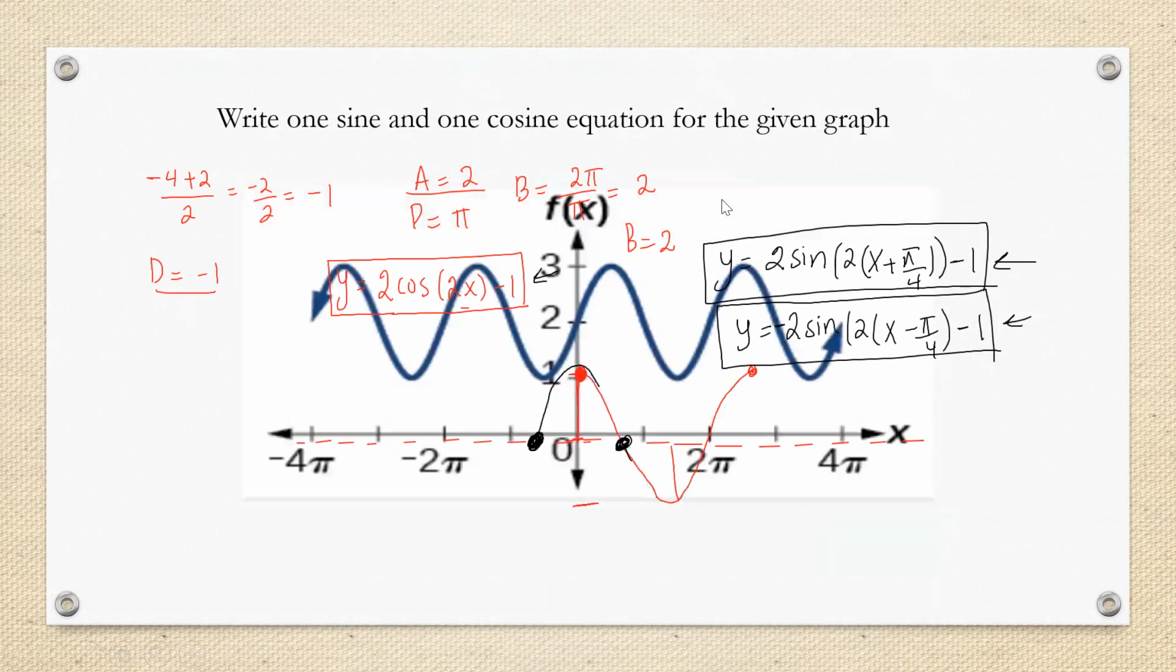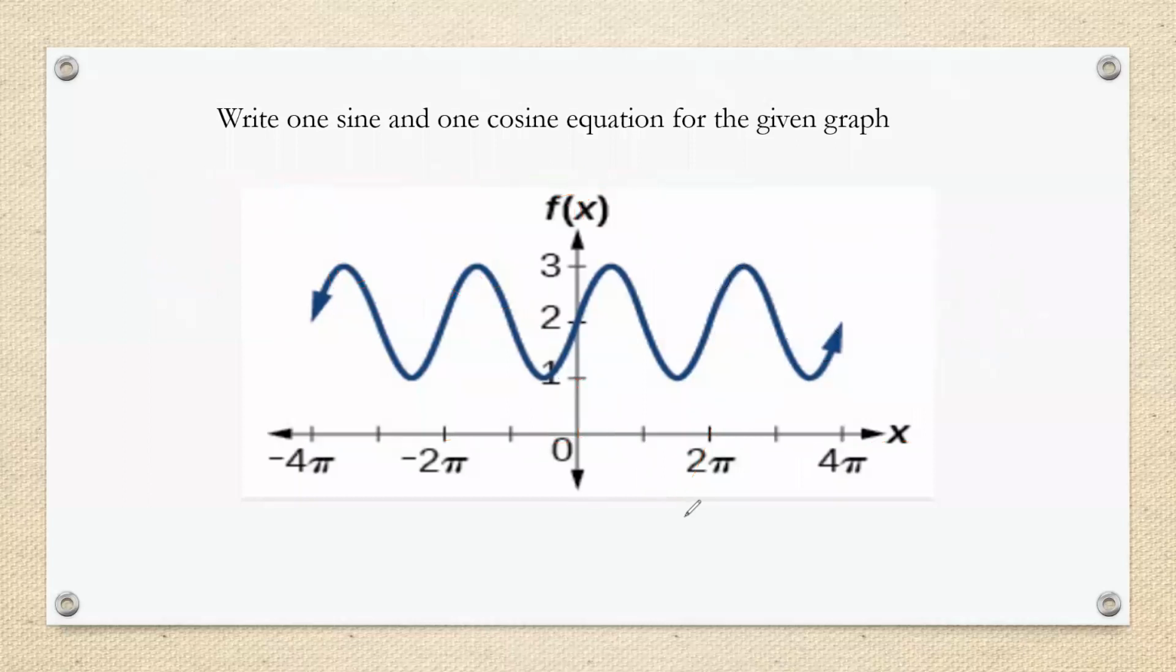Let's look at another example, and I'm going to pause here and let you try to write a sine and cosine equation for this graph. Okay, so hopefully you already answered it. The min is 1 and the max is 3, so that means your D is 2. I'm going to draw this midline. And the distance from that point to the maximum is 1.